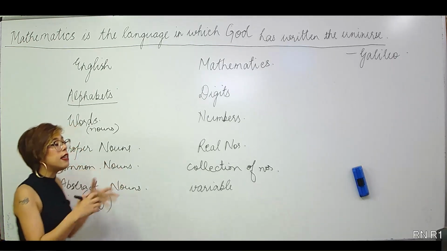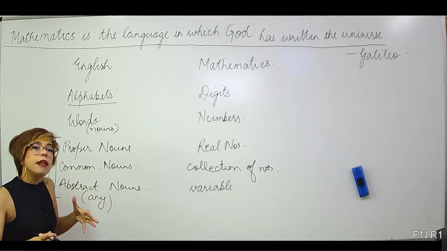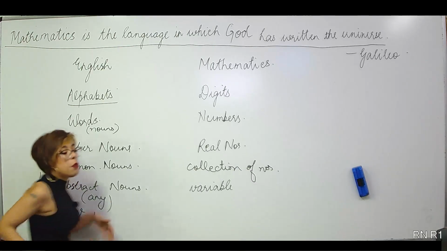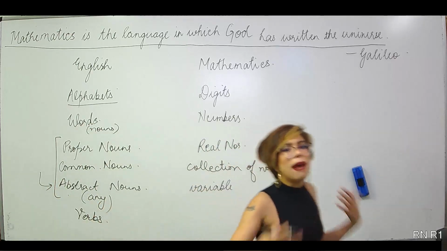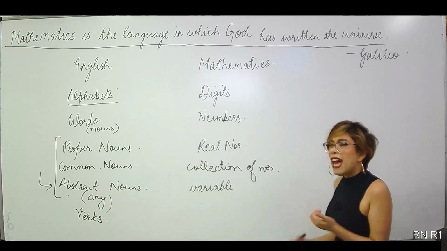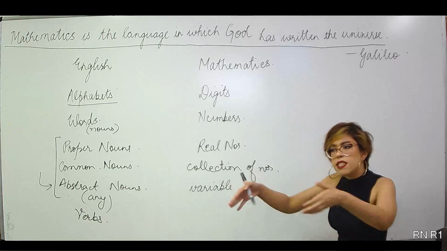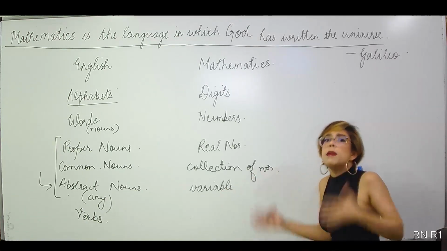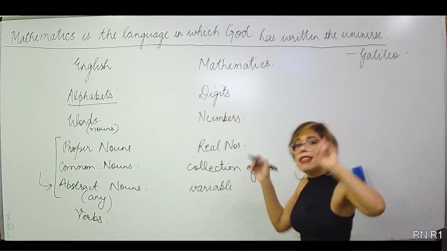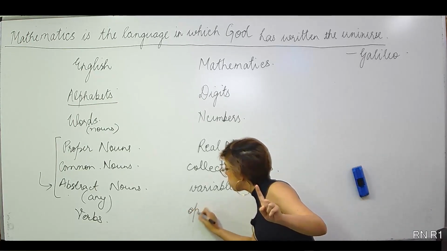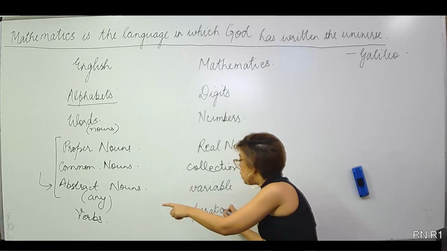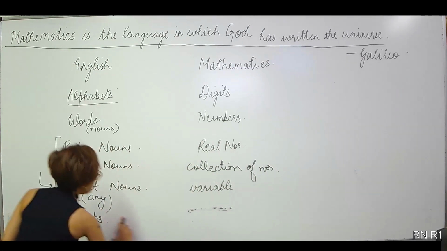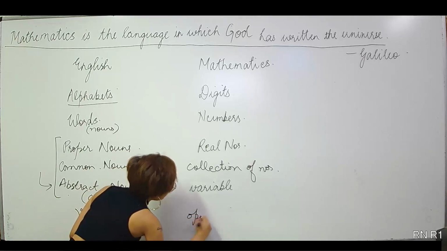Now, since objects are there, we need some sort of action between them. Those words are actually verbs, which provide action. In mathematics, what provides action, that does something to other things? Operators. You add things, you multiply things, subtract them, divide them. Those are operators. So corresponding to verbs, I have operators.